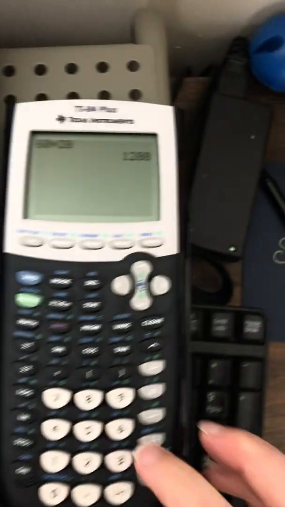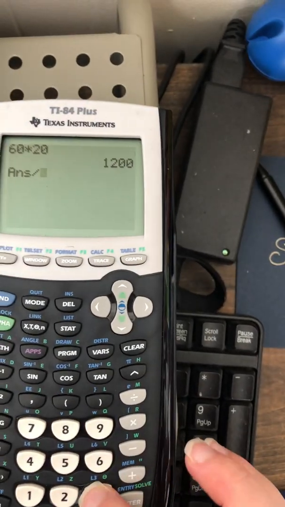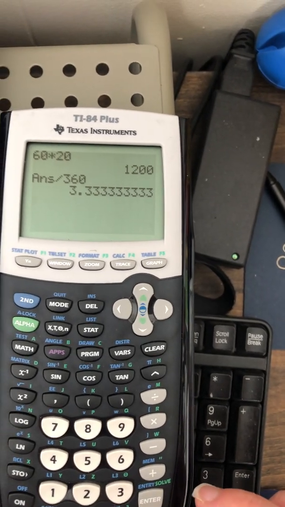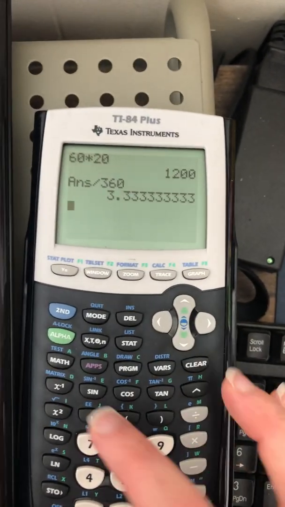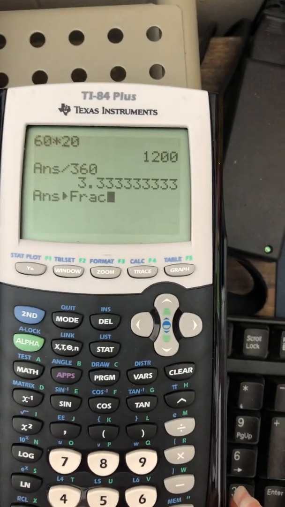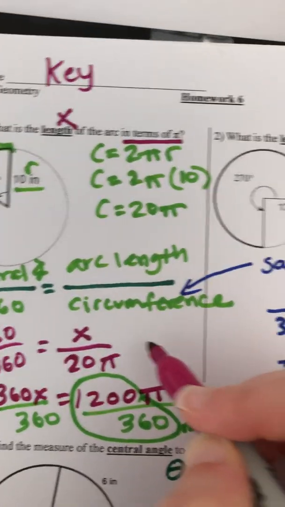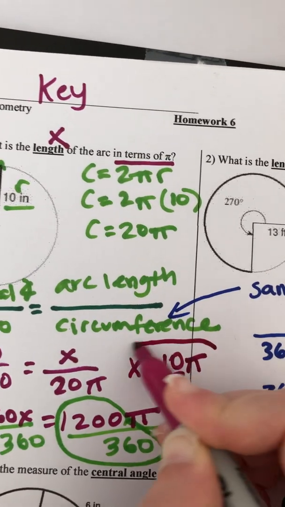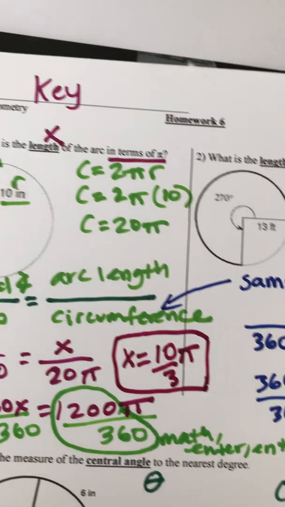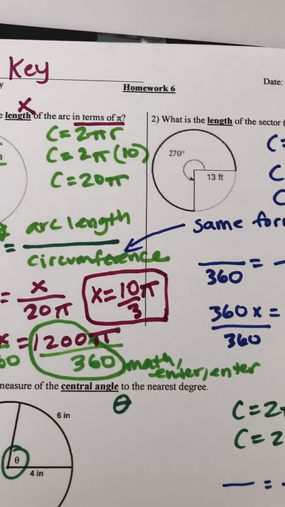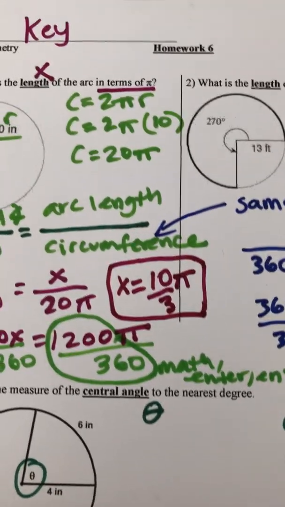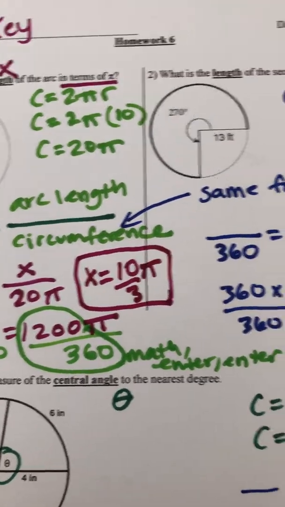Okay, so I'm going to come over here, take that number, and divide by 360. I did not type pi. I got a fraction, or really a decimal, and I want to turn it back into a fraction. Math, enter. 10 over 3. So our final answer is going to be x equals 10 over 3 pi. You could also write that as 10 pi over 3. So as long as pi is in the numerator or next to a fraction, you have the answer correct.